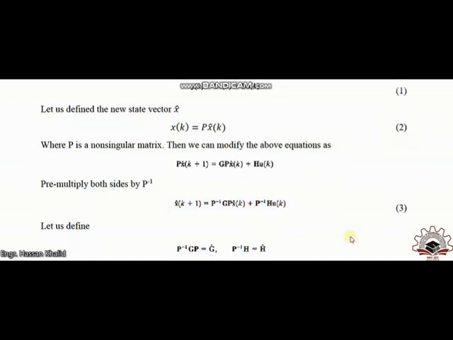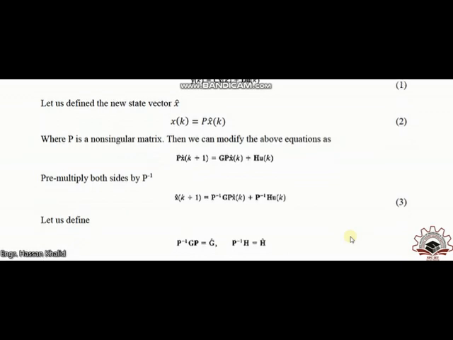We can also define our new state matrix for our system G and our input matrix H. We just replace these with the new similarity transformed matrix H-tilde, and we also transform the other one with a new matrix, which is G-tilde.